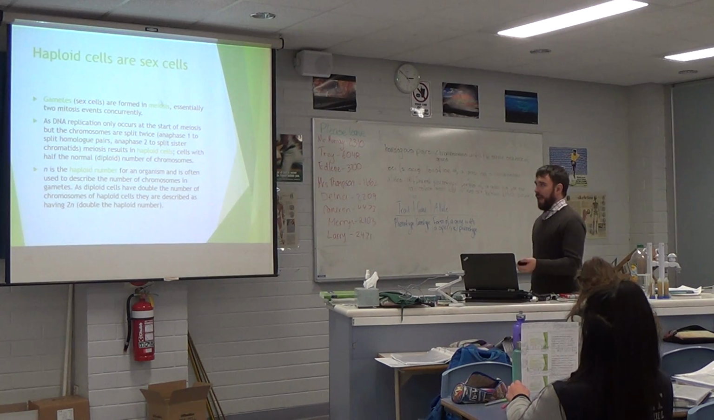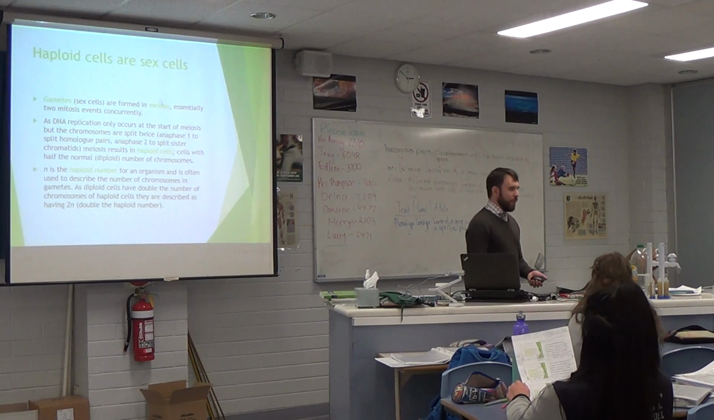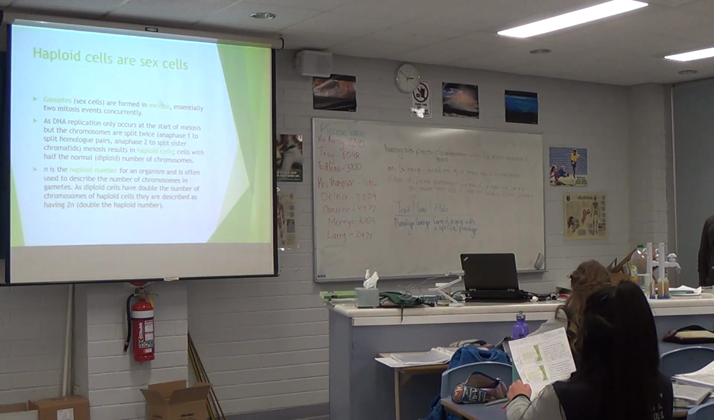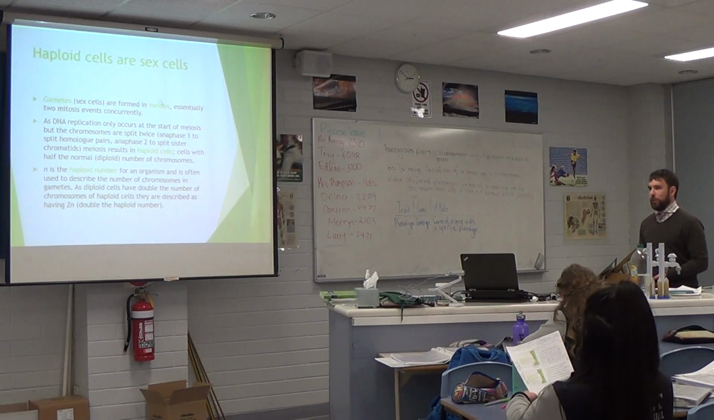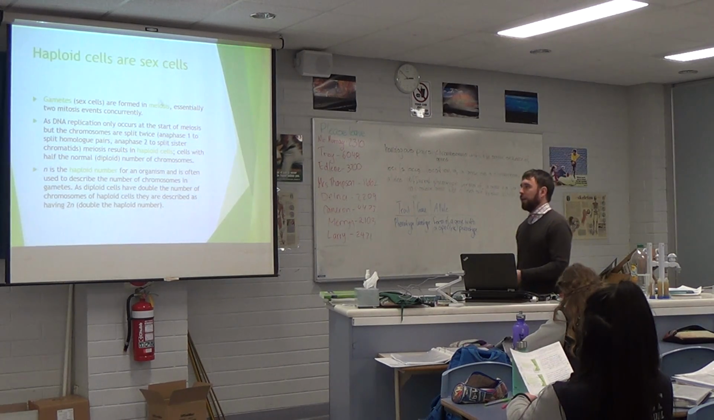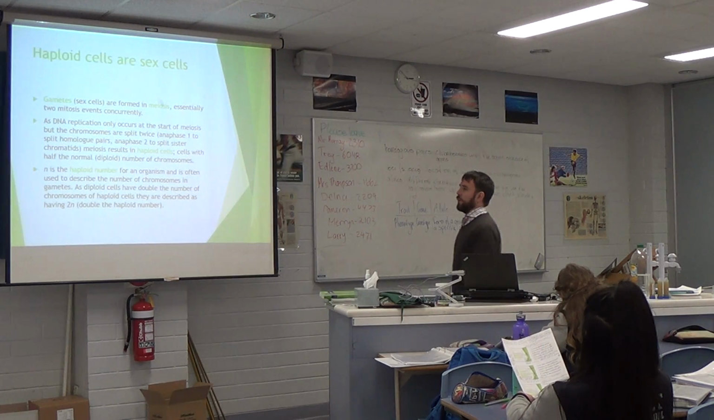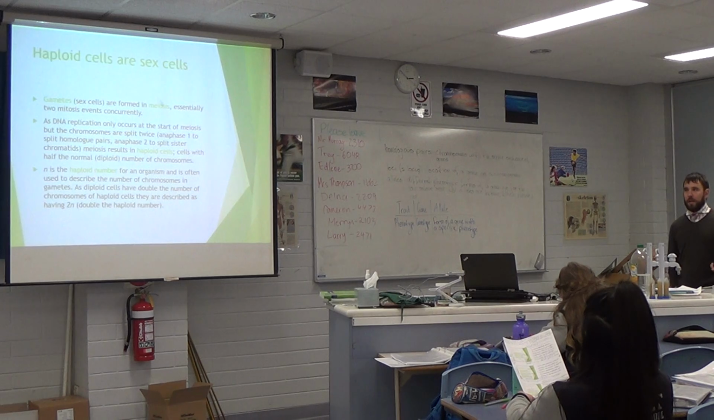We give the haploid number a symbol, we call it n, often italicized, so it'll be italic n. The haploid number for an organism is just half the diploid number. It's often used to describe the number of chromosomes in gametes, this symbol n. As diploid cells have double the number of chromosomes of haploid cells, they are often given the symbol 2n, or 2 times n, because they have double the haploid number.